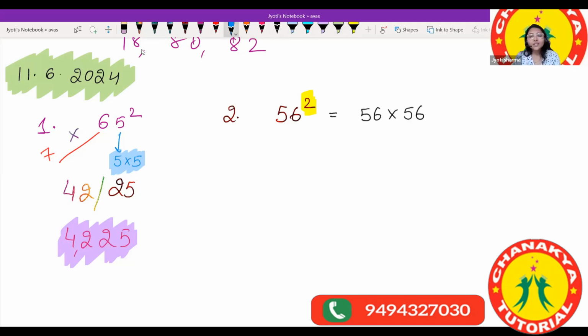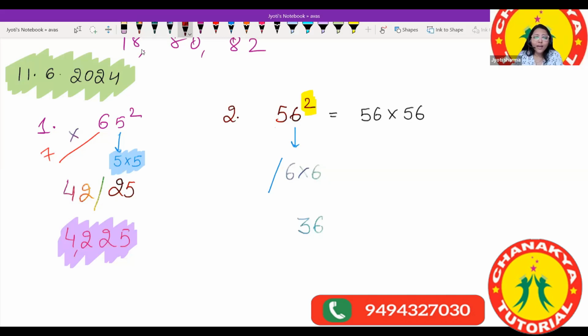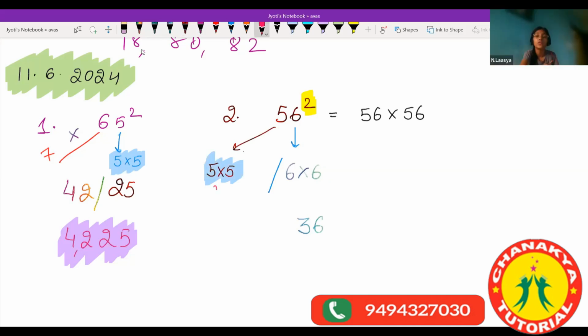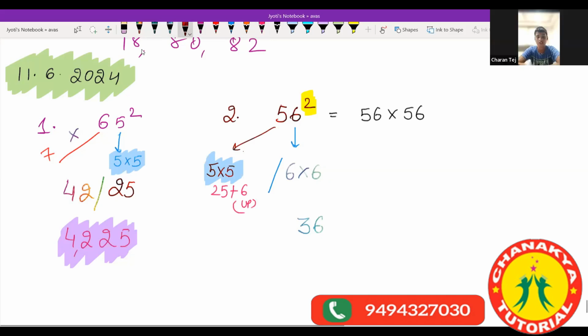Now, this is starting with 5. So first, again, my answer will come in two parts. 6 into 6. What is 6 into 6? 36. For the remaining 5, what I am going to do is multiply 5 by 5. I am going to take 5 square. What is 5 into 5? 25. In that 25, you are going to add the unit place. So 25 plus 6, 31.